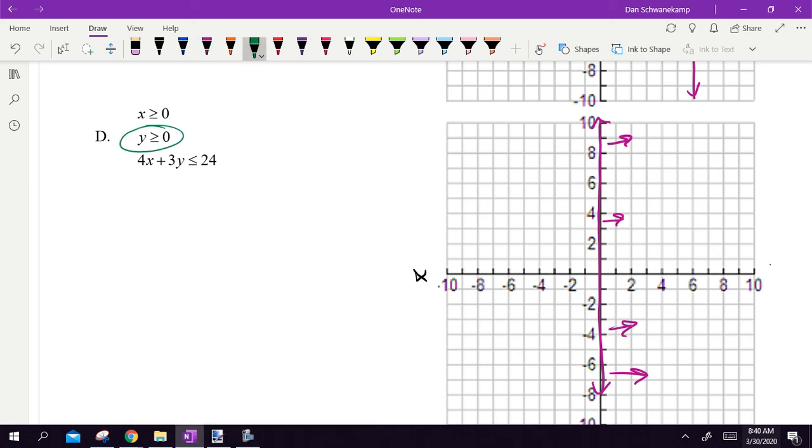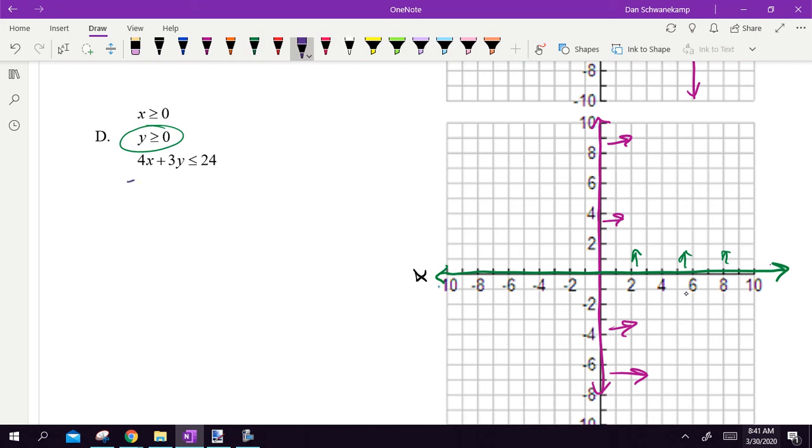The next one. Y is greater than or equal to 0. Well, y is a horizontal line. Boom. Right there. It's greater than, so I'm shading above it. So I'm above, I'm up here. All right, so I want to be up here. So I want my answer to be in that first quadrant.